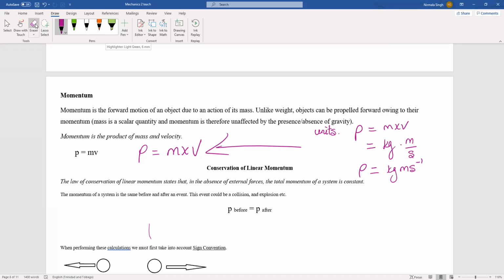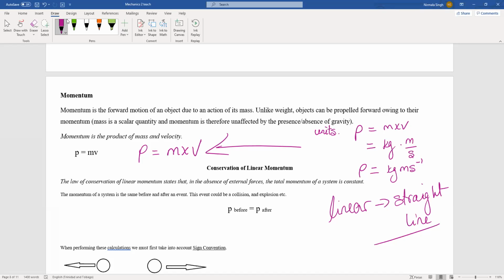All right, so conservation of linear momentum. You all have to learn the law of conservation of linear momentum. So what does it state? The law of conservation of linear momentum states that in the absence of external forces, the total momentum of a system is constant. Linear means to move in a straight line. So we're going to look at how the momentum of an object varies while moving in a straight line. Why do we look at a straight line? Because these are all vector components. We look at how something moves from point A to point B while traveling in a straight line.